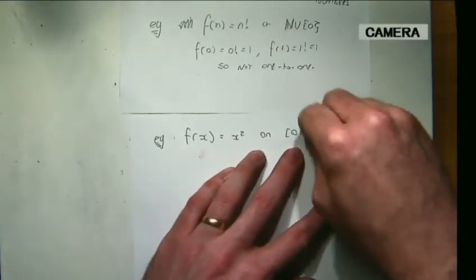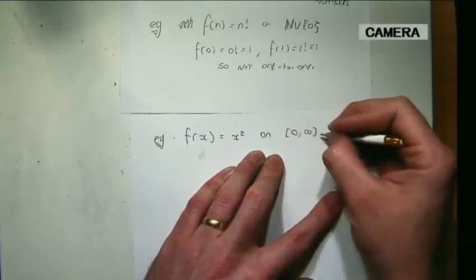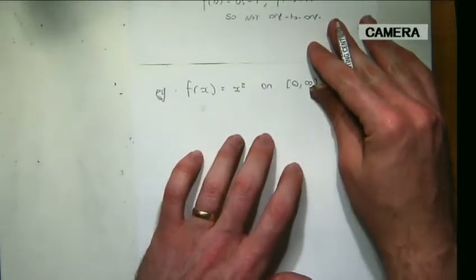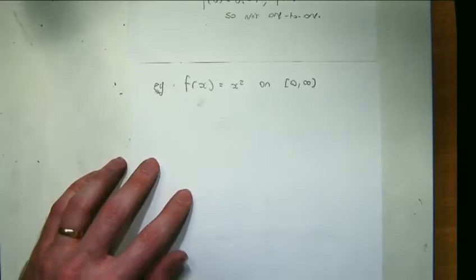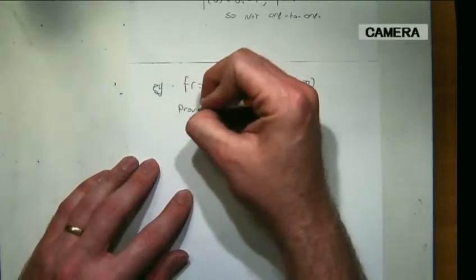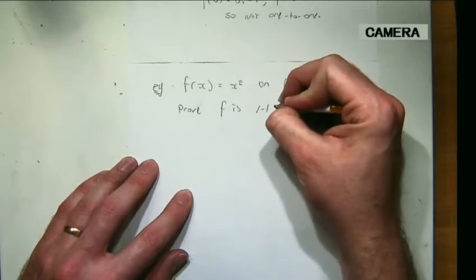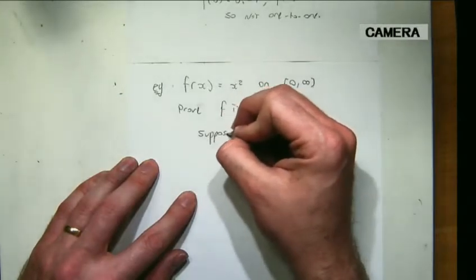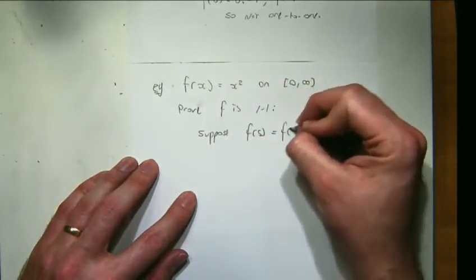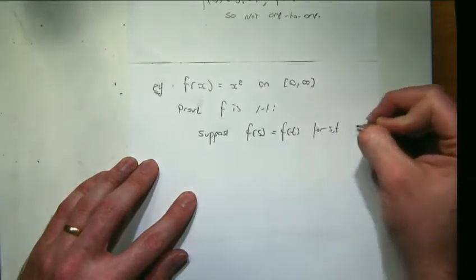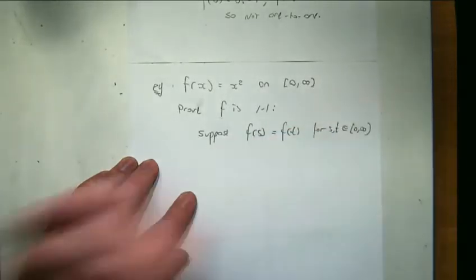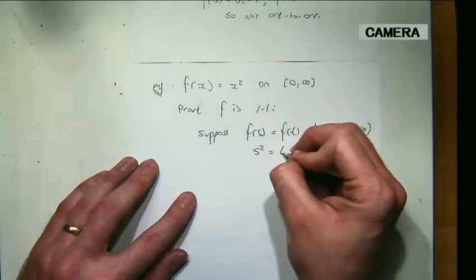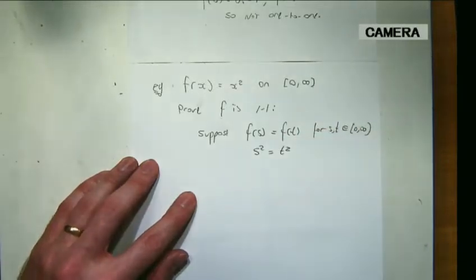Oh, can't put a square bracket there. So that's the interval from 0 to infinity, by the way, in case you haven't done Maths 1A, because not everyone in Maths for IT has. Okay, so prove that f is one-to-one, and that's what we're going to do. So first we need to say, suppose f of s equals f of t for s and t in the domain of my function. Okay? And then I get that s squared equals t squared, because that's what f of s and f of t actually are.